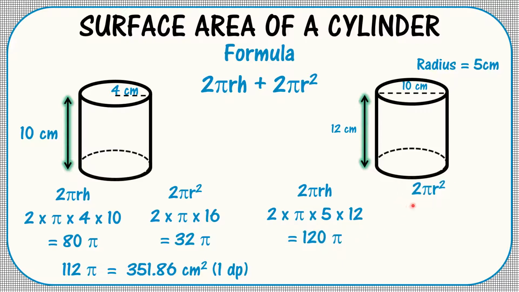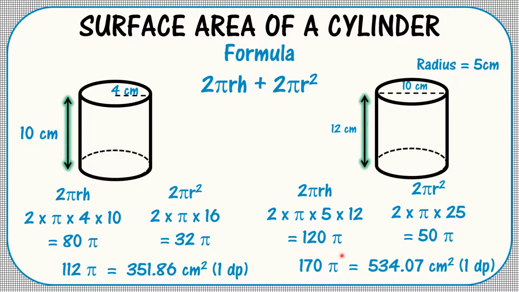The next bit of information is 2 pi r squared, which is 2 times pi times 5 squared, which equals 25. What you would get from this is 50 pi. Once you put this into your calculator, you would do 120 pi plus 50 pi, which equals 170 pi, which is equal to 534.07 centimeters squared to 1 decimal place. Remember, when you are working out surface area, to use the correct units.